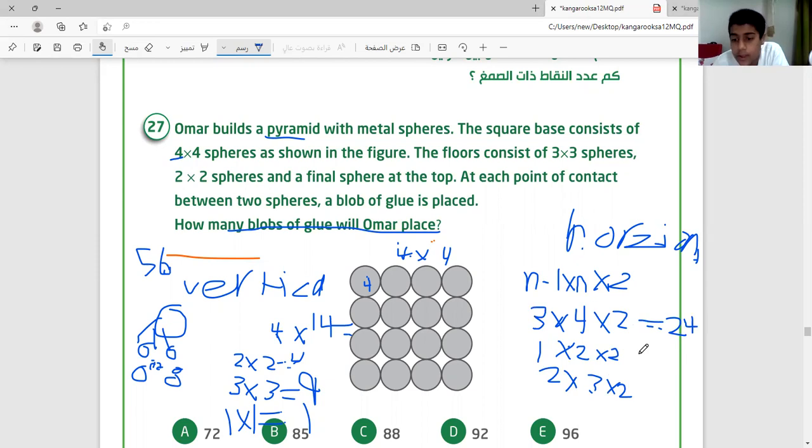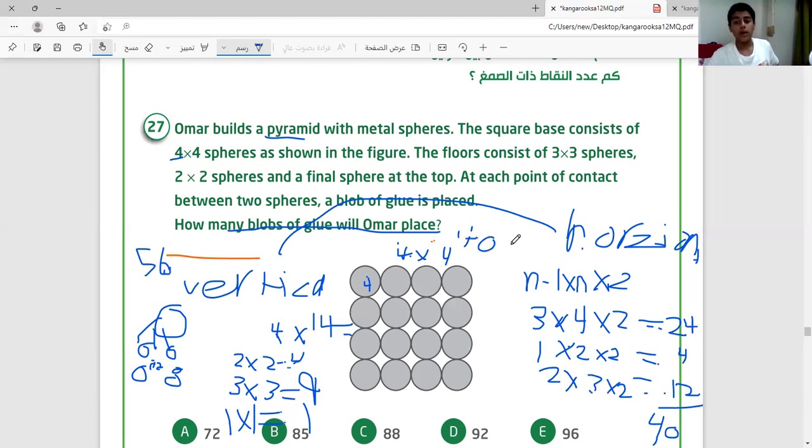1 times 2 equal 2 plus 2 times 2 equal 4. Then 2 times 3 equals 6 times 2 equal 12. So here if we plus all of this, we'll have 40. Then we'll plus, like what it say, horizontal and vertical, 40 plus 56, which equal 96. So we finished 27 question. Let's go to the next one.